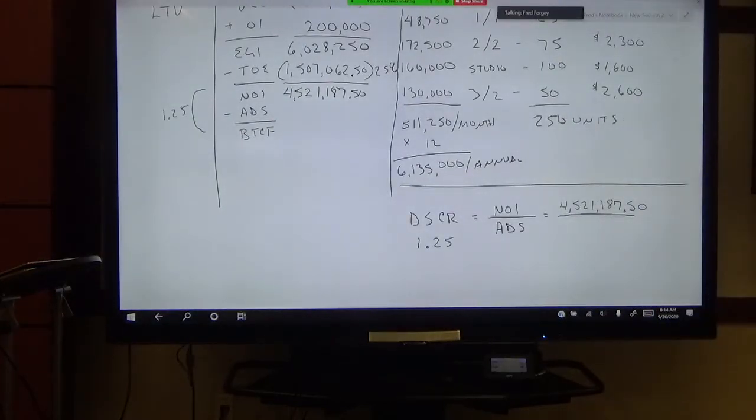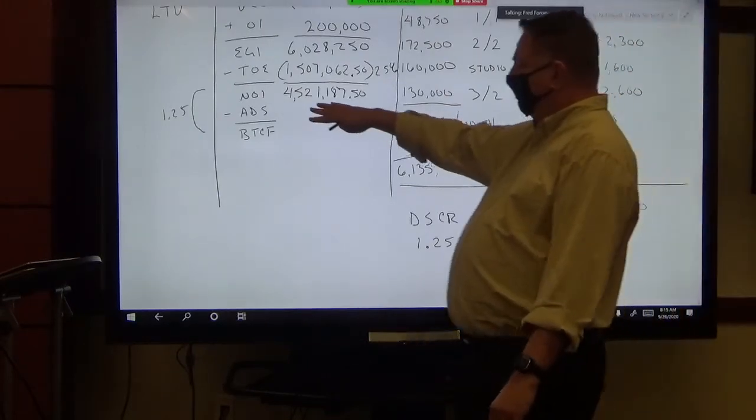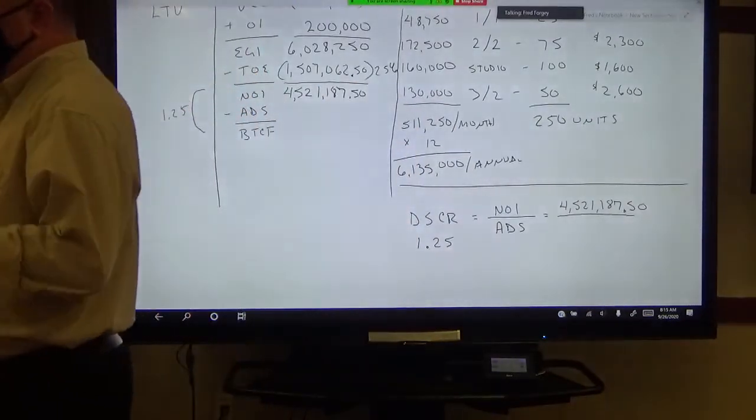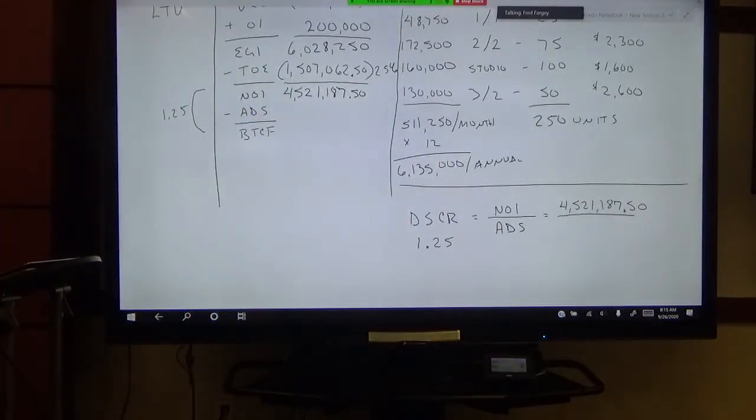Another way to conceptualize that is they're basically saying, we're only going to allow you to make payments in such a way that you're going to have 25% left over after you've paid us, to be able to pay for other things that you want to pay for, or to give yourself a rate of return. So we're building in a cushion above and beyond whatever we're saying that we will allow you to spend on the mortgage payment.